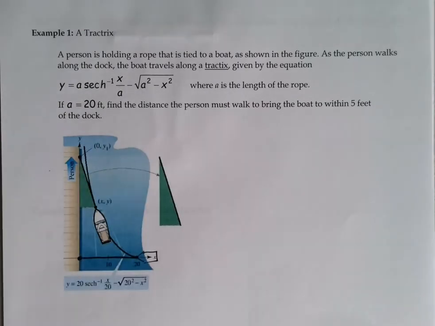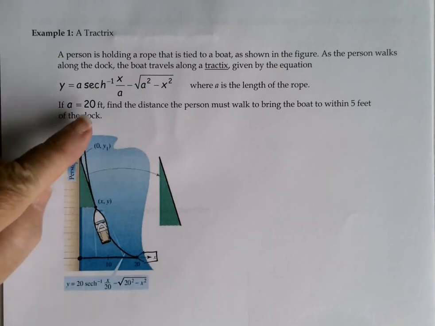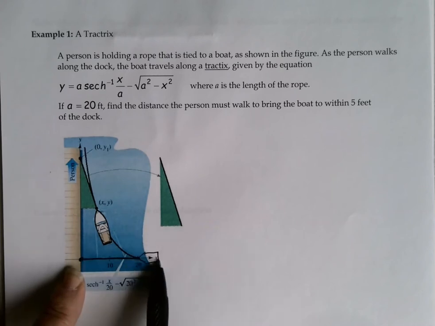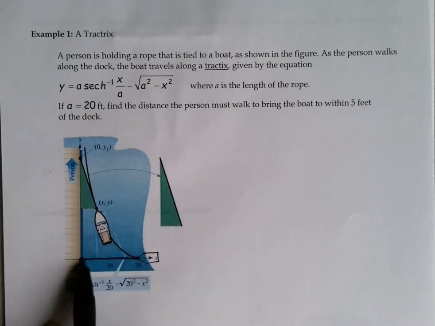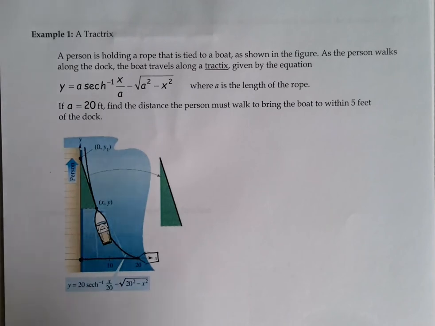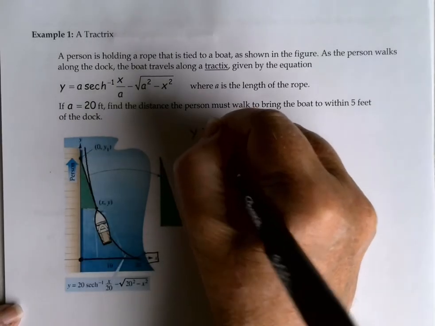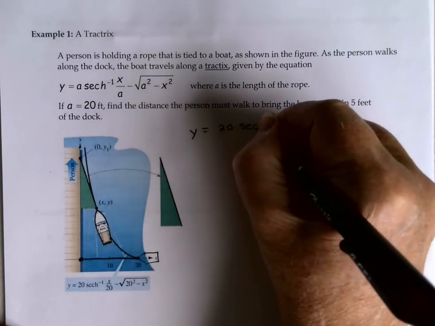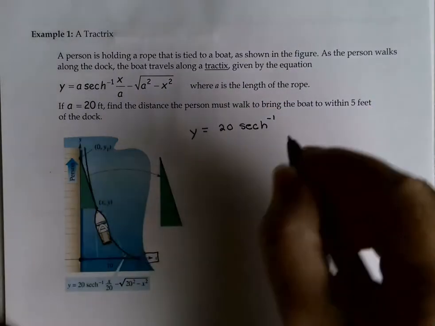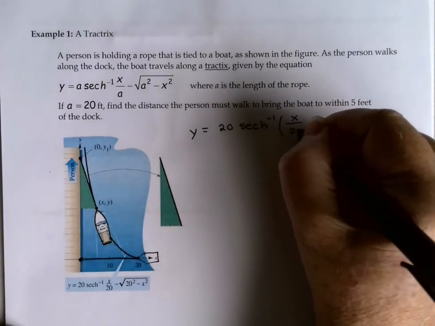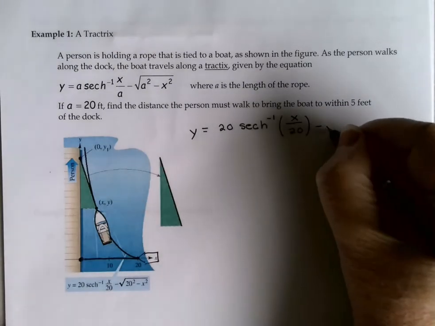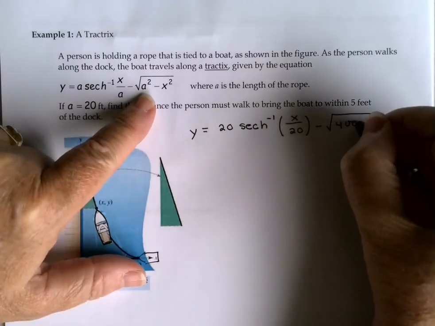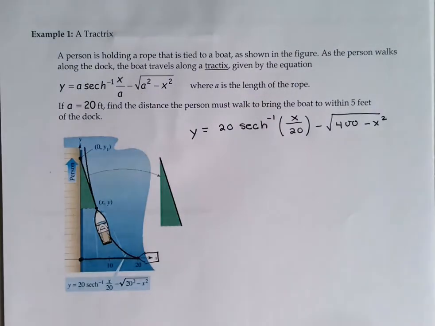So let's imagine in our particular problem that our rope is 20 feet long. So when we started, the boat was exactly 20 feet away from the dock, and we had this nice straight 20-foot rope. That must mean that I could write my Attractrix equation as 20 times the inverse hyperbolic secant of x over 20, minus the square root of 20 squared, which is 400, minus x squared.